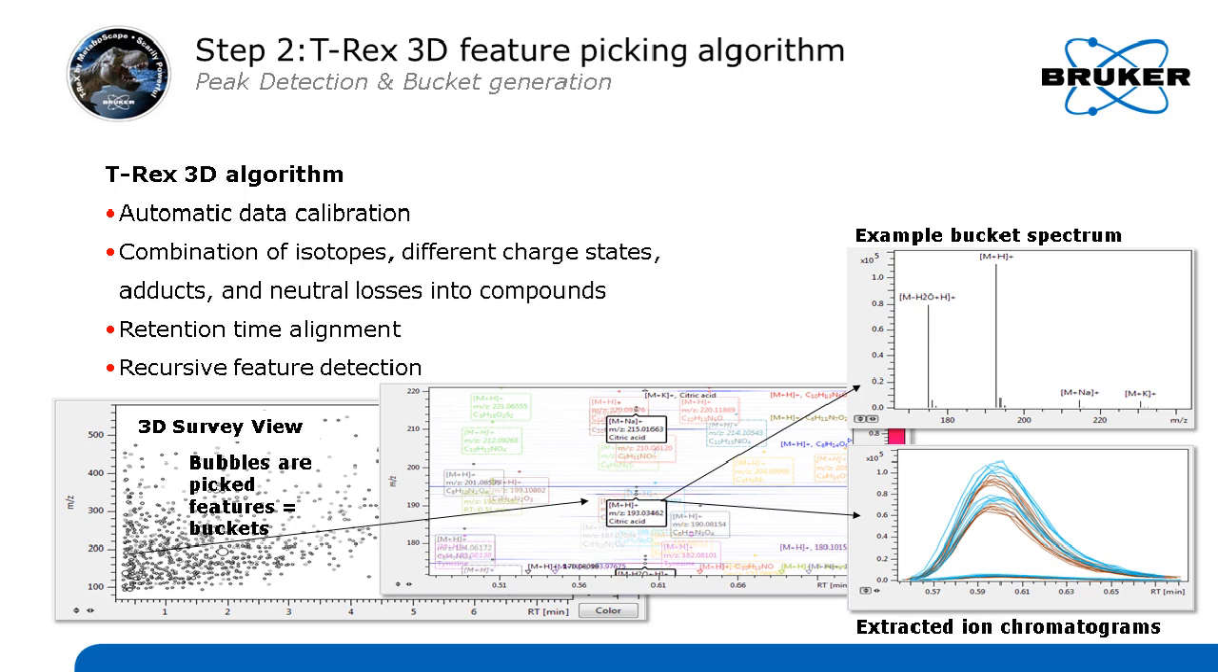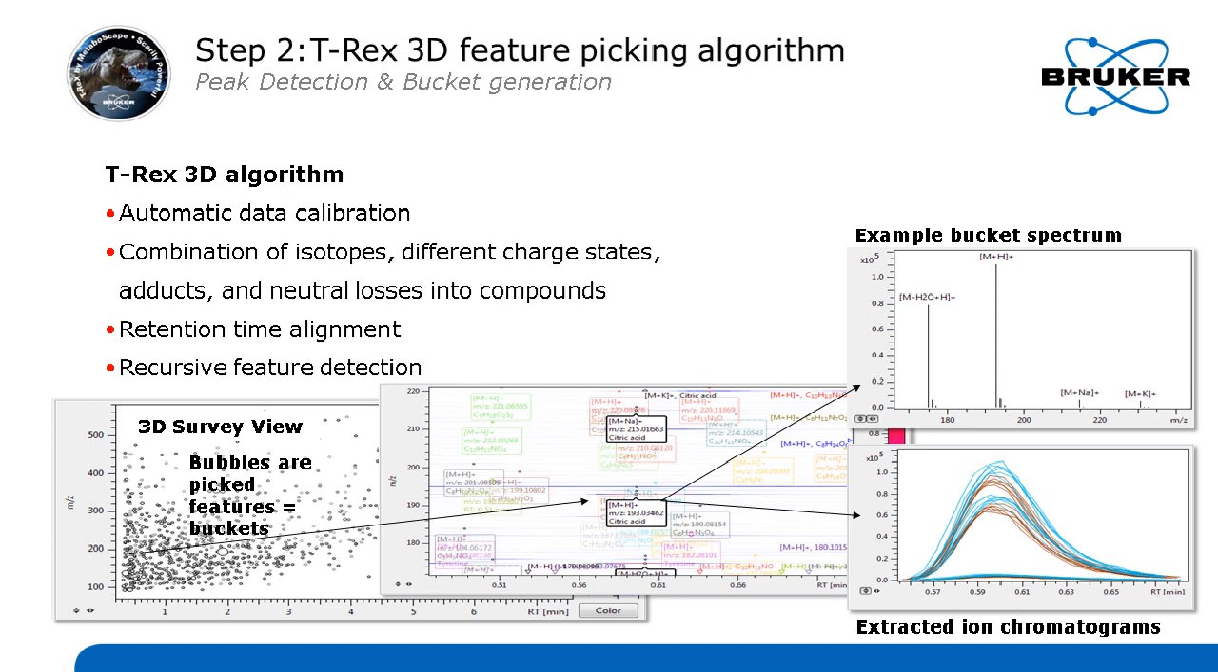And this really greatly reduces the data complexity, because otherwise you would end up with a lot of redundant information, because all the signals would belong to the same compound. But at the end, you do not want to look at single signals, but you want to look at compounds in your sample.